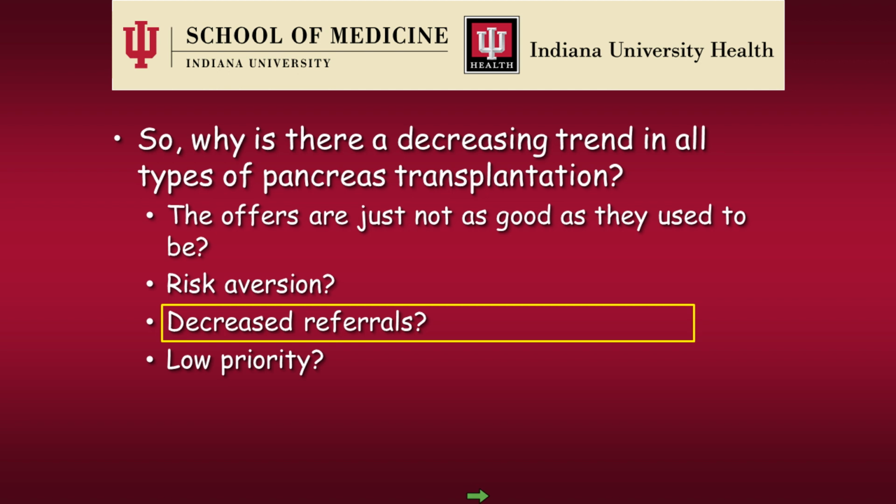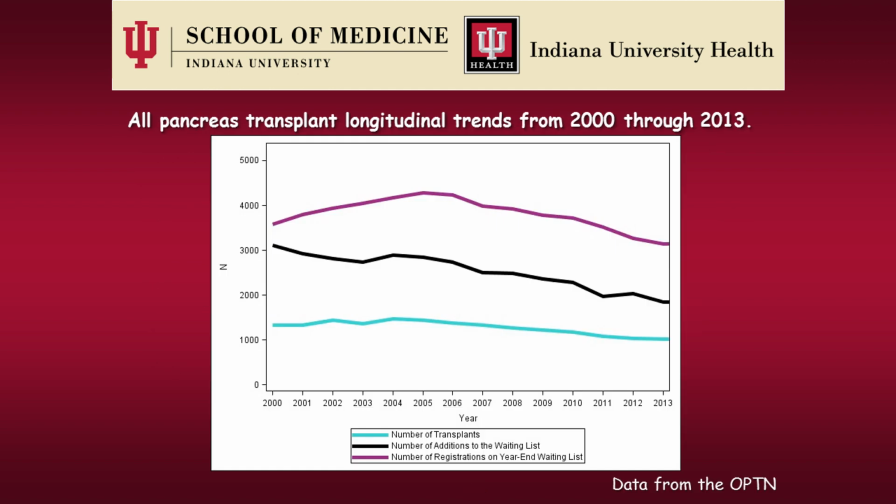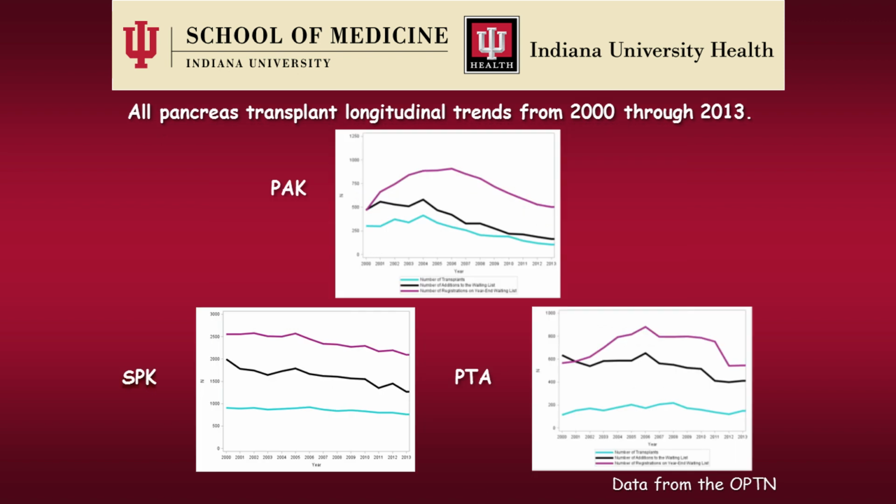In terms of the decreased referral base, this slide is another one from the OPT and from the U.S. Pancreas Committee. What we looked at here is the number of transplants, which is the blue line. And we looked at the number of registrations and the number of additions to the wait list. What you can see is that one of the reasons we're doing fewer transplants is because we're not evaluating and listing patients. They're not coming. They're not being referred. And this is particularly true for pancreas after kidney of the 3 different types.